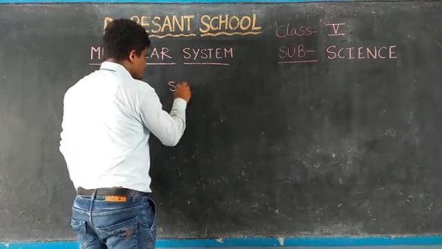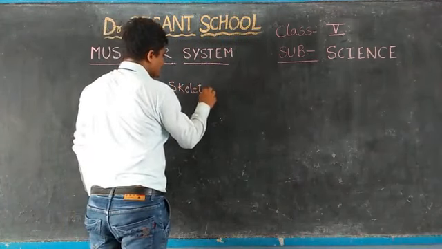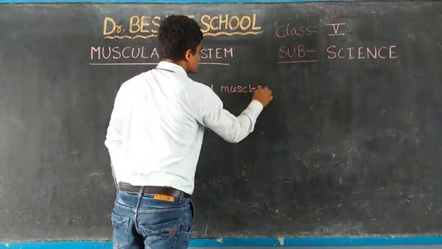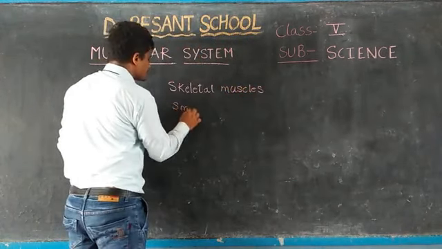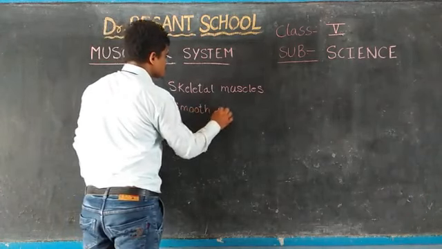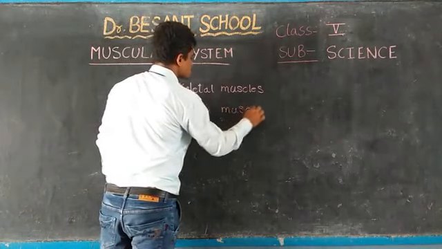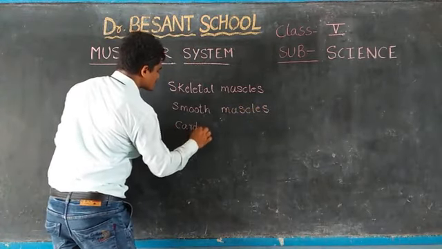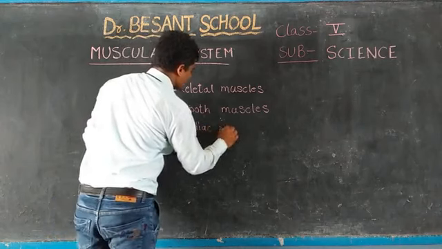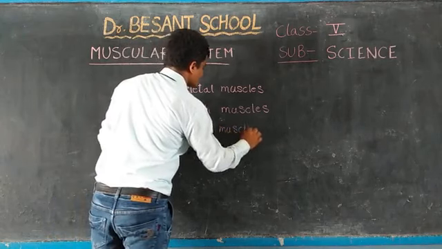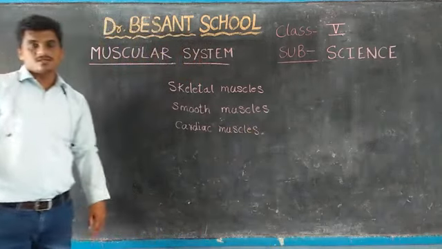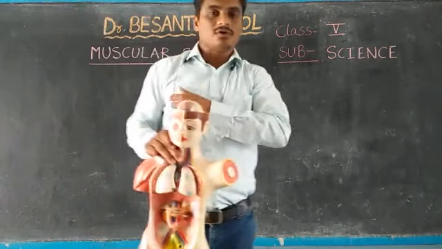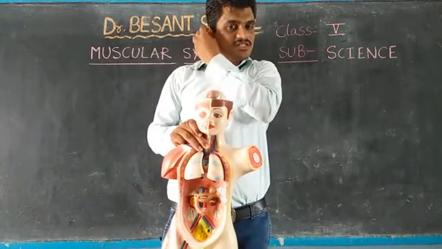Skeletal muscles, I am writing on the board in order to make it easy for you. Skeletal muscles. Second type is smooth muscles. And the third one is cardiac muscles. With the help of the model, I want to show you the types of muscles and where they are located.